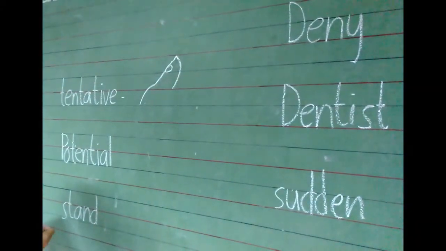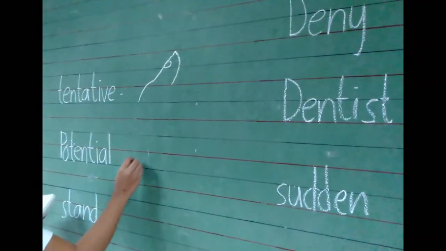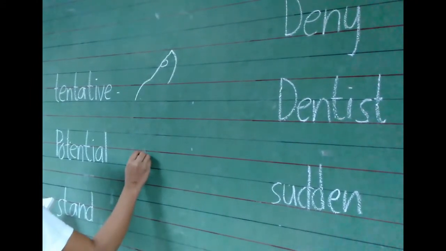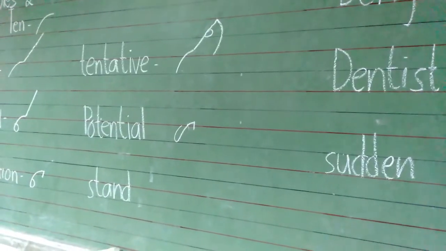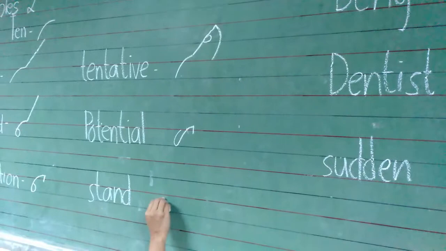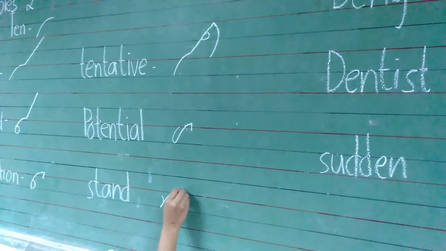Next is potential, which is represented by P, O, TN, and each stroke. Next is stand, which is represented by right S, TN, and D stroke.